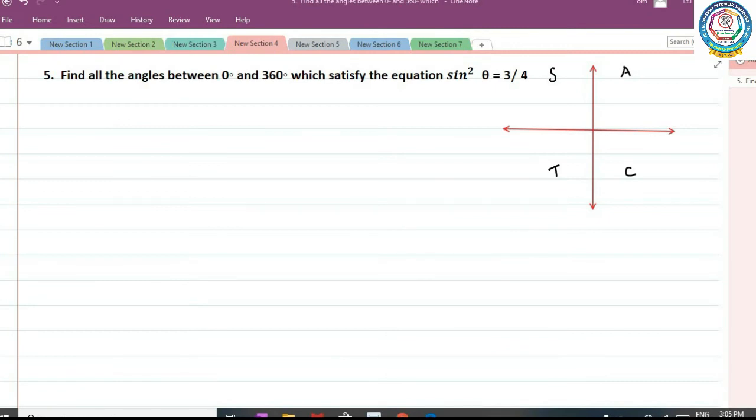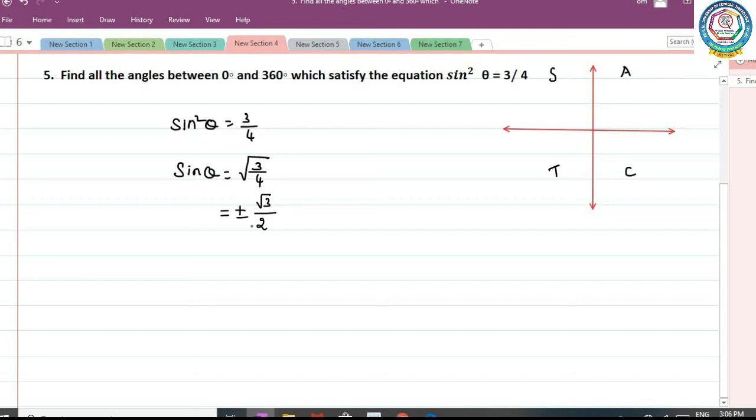Question number 5. Find all the angles between 0 degree and 360 degree which satisfy the equation sin square theta equal to 3 by 4. So what is the given equation? Sin square theta equal to 3 by 4. From this we have to find out what is sin theta. So sin theta equal to square root of 3 by 4, that is equal to plus or minus root 3 by 2.